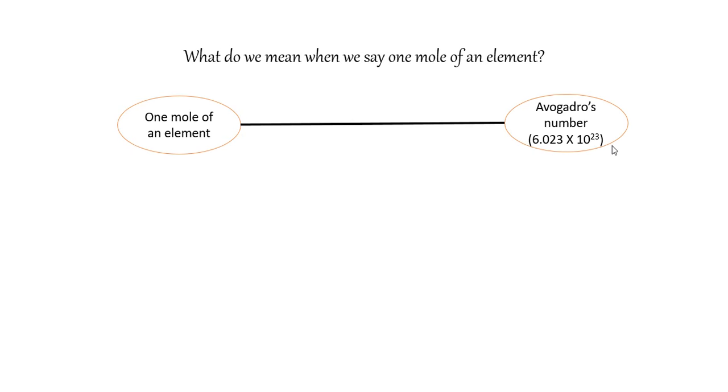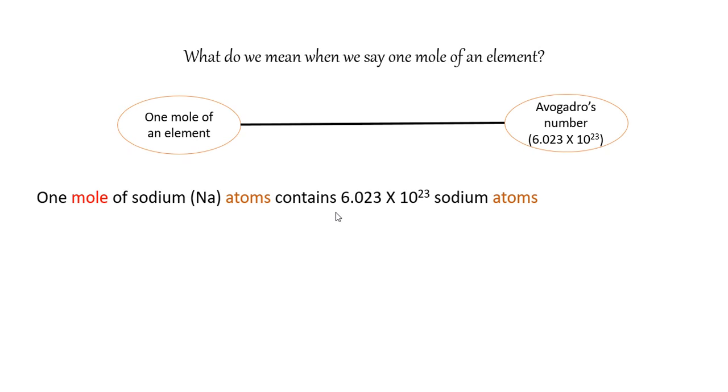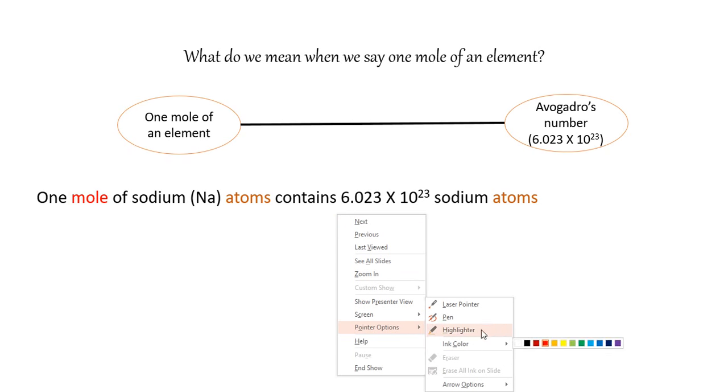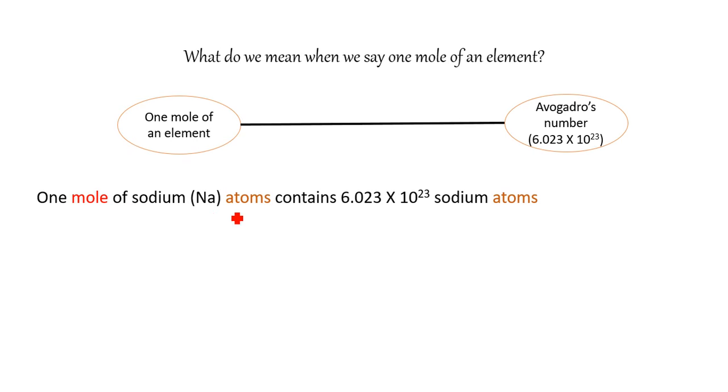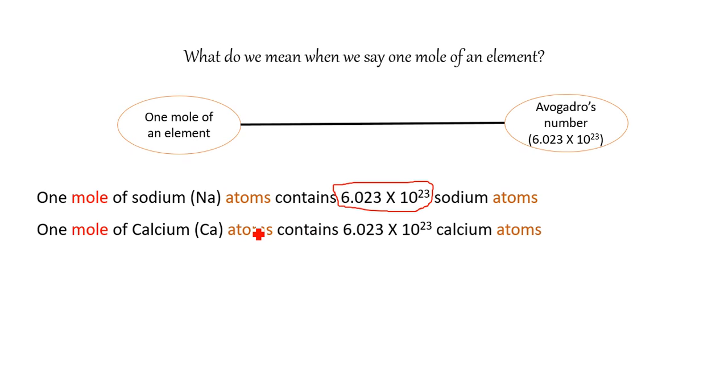When you talk about 1 mole of an element, 1 mole of sodium atoms, for example, contain 6.023 into 10 raised to 23 sodium atoms. 6.023 into 10 raised to 23 is Avogadro's constant. It's used when you're talking about moles. 1 mole of calcium atoms contain the same number of calcium atoms. Are you seeing similarity here? We're talking about 1 mole of atoms of different elements containing the same number of atoms.